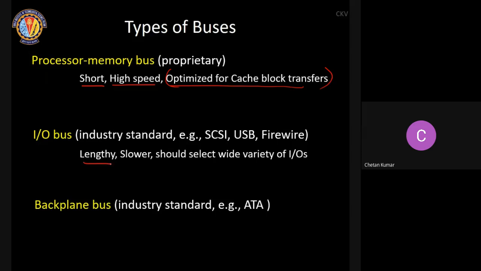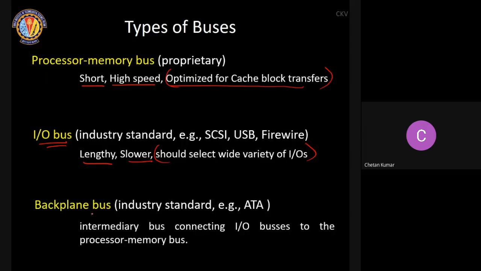The IO bus is typically lengthy, slower, and has to support a wide variety of IOs. If you have used desktops, you know that there used to be separate slots where you insert another chip, they used to call them cards, which support either the keyboard or the monitor, or a separate slot for fixing your extra GPU and so on. All of that was communicating through the IO bus.